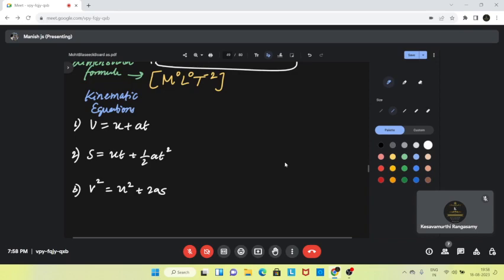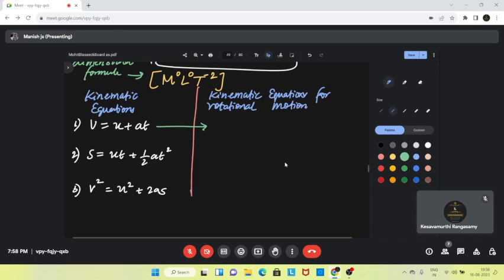Now what we are going to do is transform these equations into the equations for rotational motion. We will see how we can write these equations for rotational motion. So we will transform the kinematic equations for rotational motion. Now we are going to see kinematic equations for rotational motion. When an object is in rotational motion, how will the first equation get transformed? That's what we are going to see.